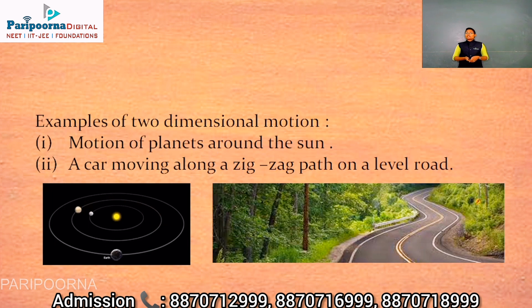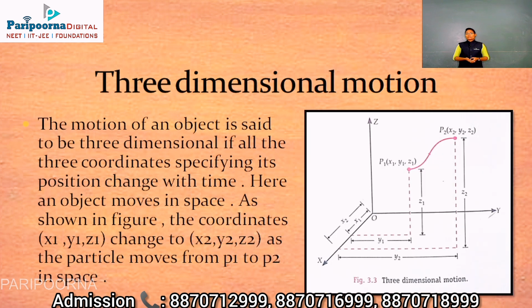Examples of two-dimensional motion are the motion of planets around the sun. So the planets revolving around the sun is two-dimensional motion. Likewise, a car moving along a zigzag path on a level road is also an example of two-dimensional motion. Now here comes three-dimensional motion.